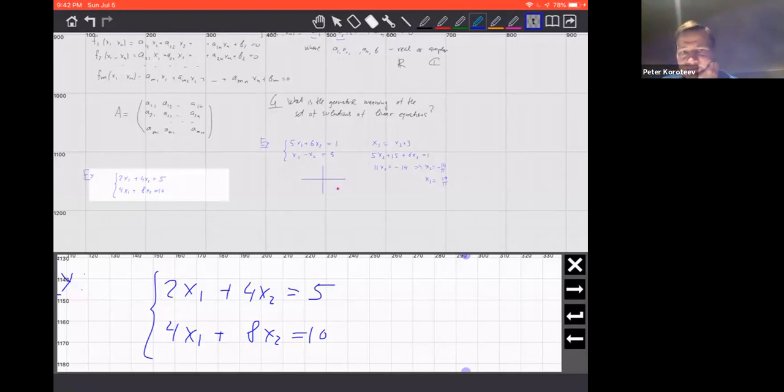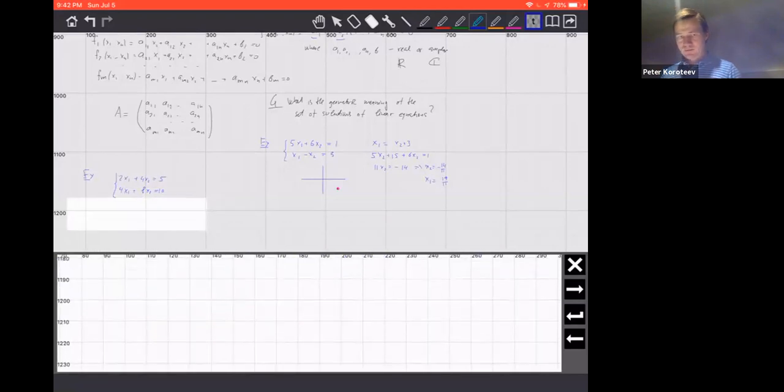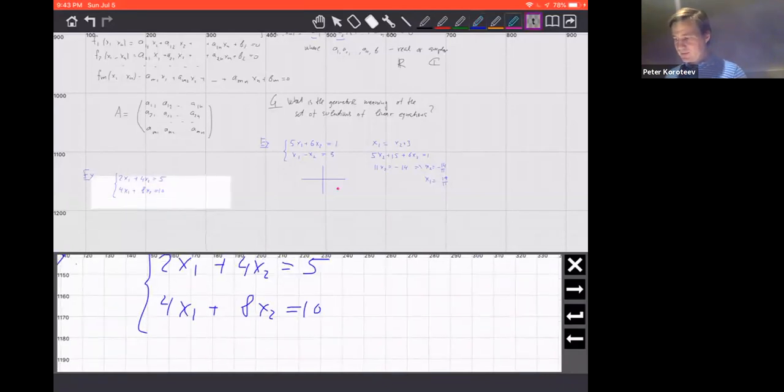What do you think? Infinite solutions. Indeed. The reason why is because if you try to eliminate, say, x1 or x2 and then put it back, you'll see that the equality is satisfied for every value of x1 and x2.